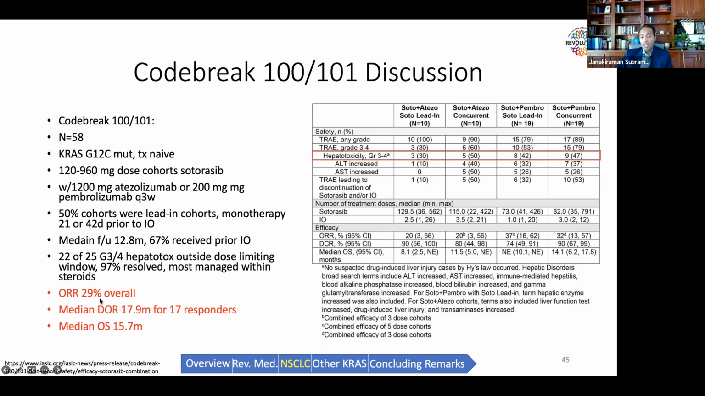Duration of response was 18 months. So there is activity for this combination. At the same time, there is significant toxicity. So these are early days for this combination. This may fall by the wayside, or maybe the lower dose sotorasib with the lead-in phase followed by the immunotherapy might be an option for our patients, and that remains to be seen.